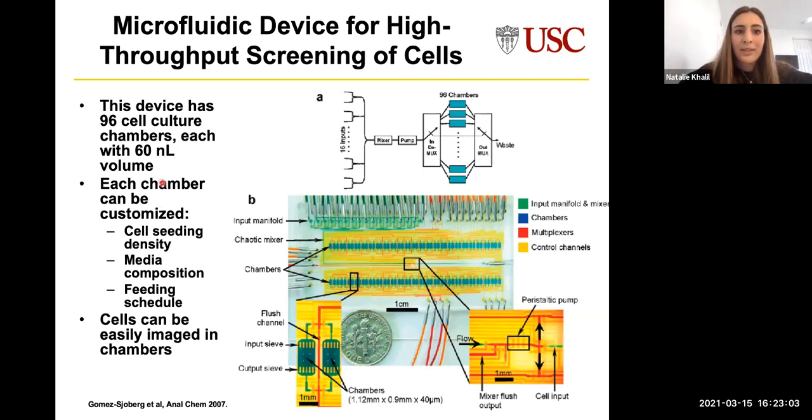And we can customize each of these chambers with their cell seeding density, media composition, and even their feeding schedule, because we have things like peristaltic pumps and inlet and outlet tubings that enable us to control flow. And because we're working with PDMS, which is transparent, cells can be very easily imaged in these chambers. So we can start to look at what the cells look like in response to all of these conditions.